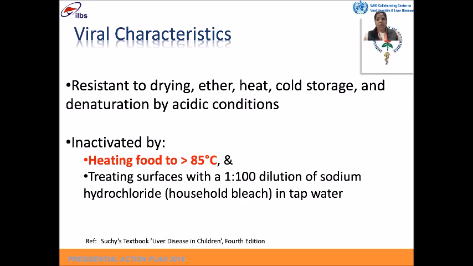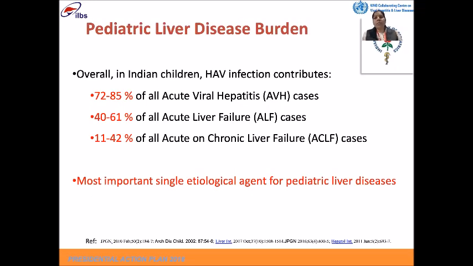If we talk about the pediatric liver disease burden overall in Indian children, hepatitis A virus infection contributes around 72 to 85% of all acute viral hepatitis cases, 40 to 61% of all acute liver failure cases, and 11 to 42% of all acute on chronic liver failure cases. So the main single etiological agent causing these pediatric liver diseases is hepatitis A virus, which contributes this much to acute viral hepatitis, acute liver failure, and acute on chronic liver failure cases.